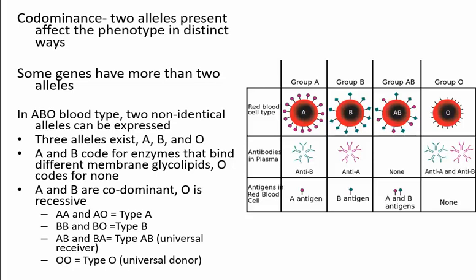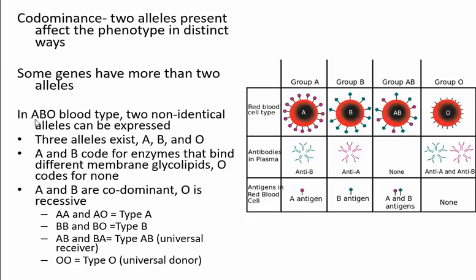In this case, with codominance, we have two alleles that are both making different proteins, that are both coding for different proteins. And the example we're going to look at is ABO blood type, and this is also an example of a gene in humans where we have more than two alleles. We actually have three different versions of this gene within the human population.